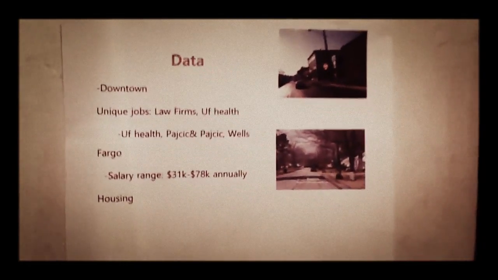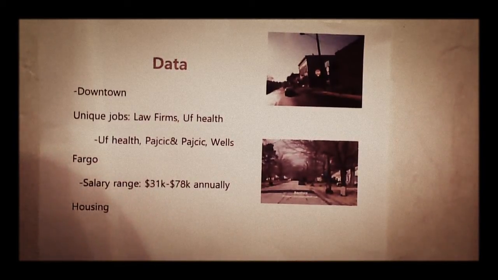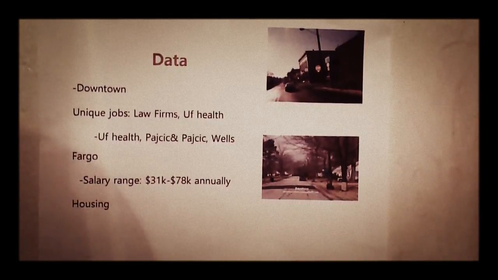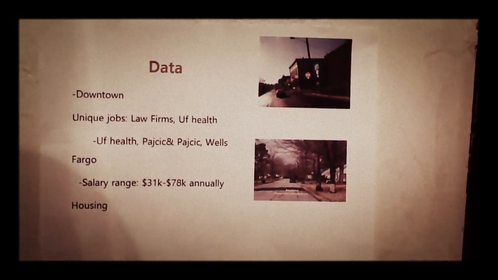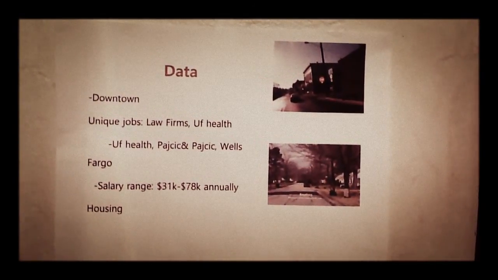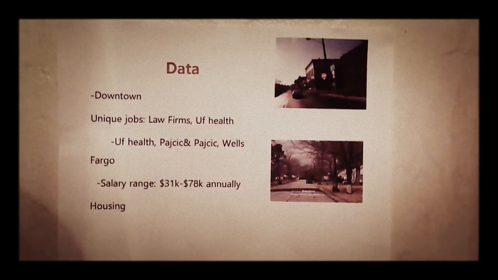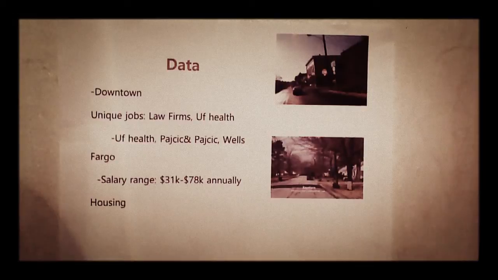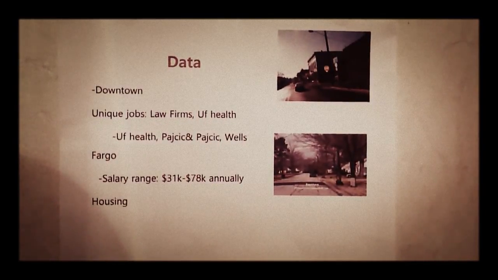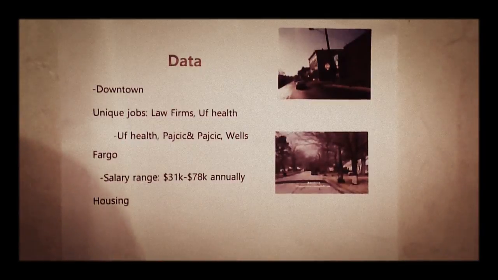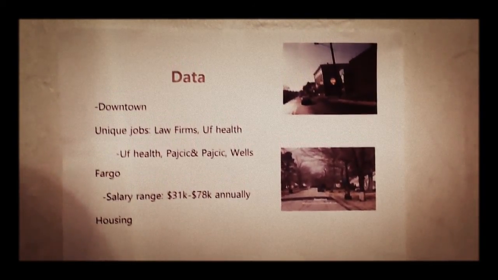First, let's take a look at downtown. Some unique jobs offered downtown are law firms and health services such as UF Health, Paget & Paget, or Wells Fargo. The salary range was calculated by taking a look at the lowest possible earnings, the lowest possible job, which paid $31,000 annually. The highest paying type of job downtown offered $78,000 annually.